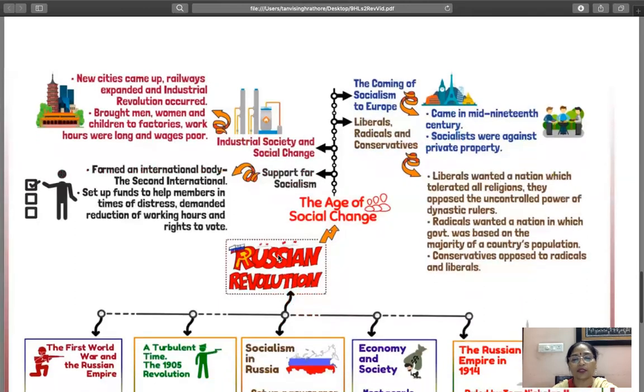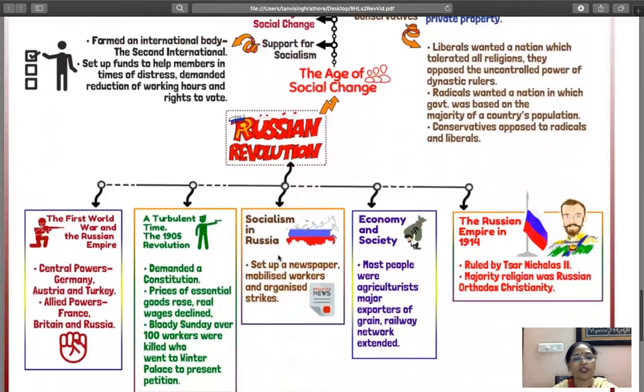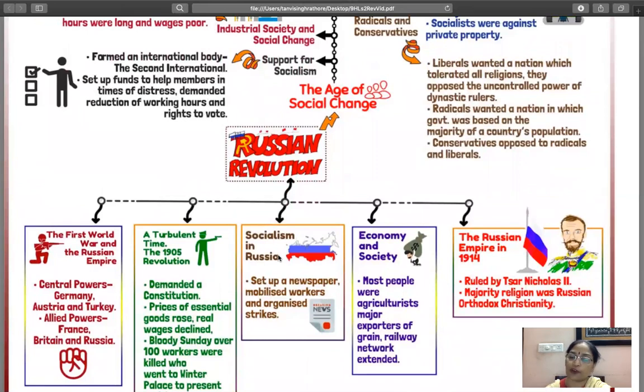Now we know that Russia. First we need to understand, we need to revise what Russia was all about at that point of time when the revolution took place. Before that, we need to understand what the Russian Empire was, how it was in 1914. It was ruled by Tsar Nicholas II. He was the king of Russia. The kings in Russia were known as Tsars.